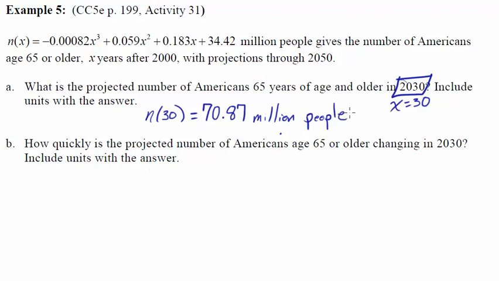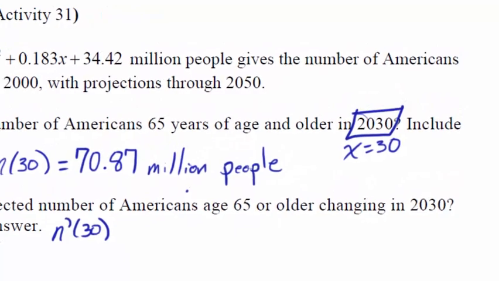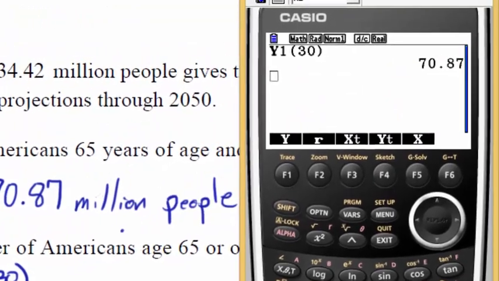All right, now in the second part of this question, it asks me how quickly is the projected number of folks changing in 2030. So what this is asking me for is not the function value. What I'm looking for here is the derivative at 30. All right, now we've already seen a number of ways to estimate the numeric derivative. Does everyone understand I'm not looking for an algebraic equation here, I'm looking for a number. Now the calculator can absolutely help you with this one.